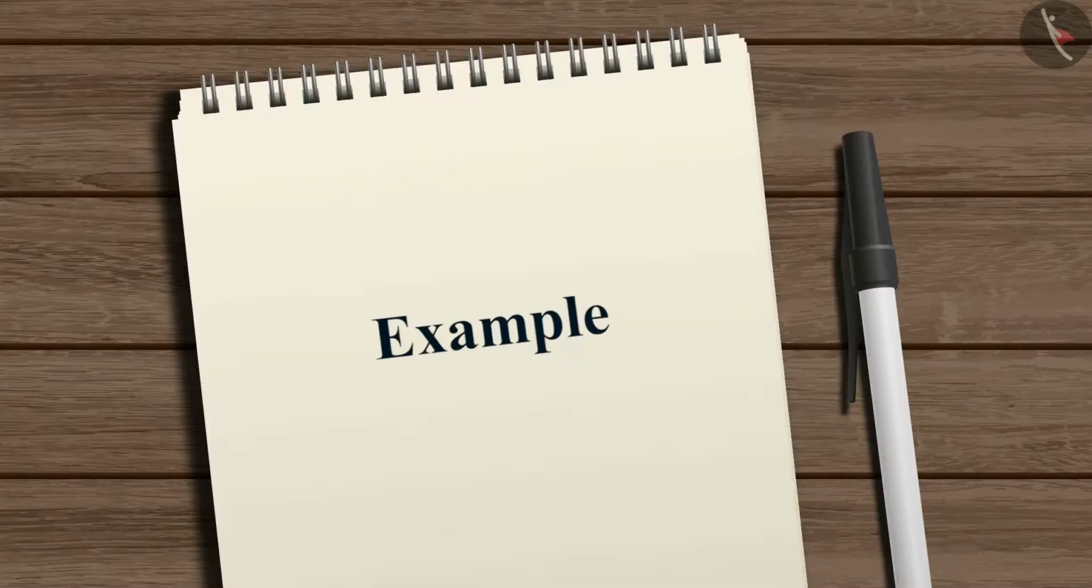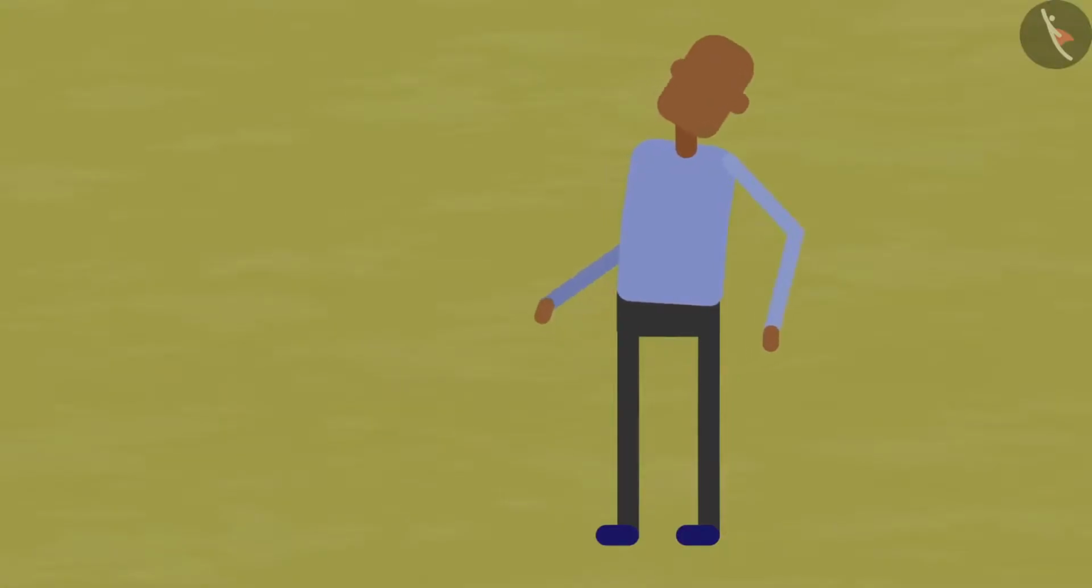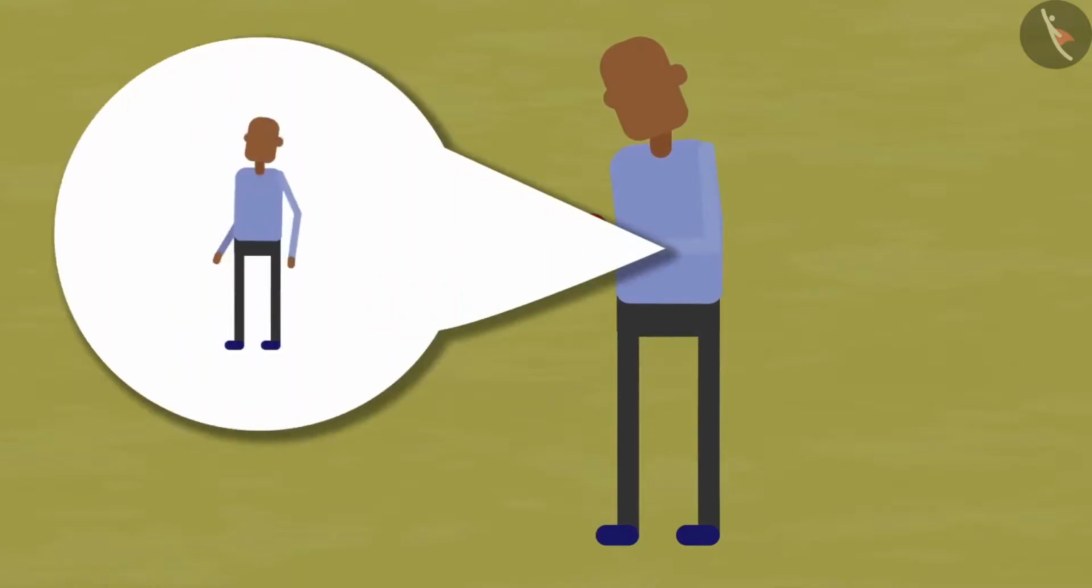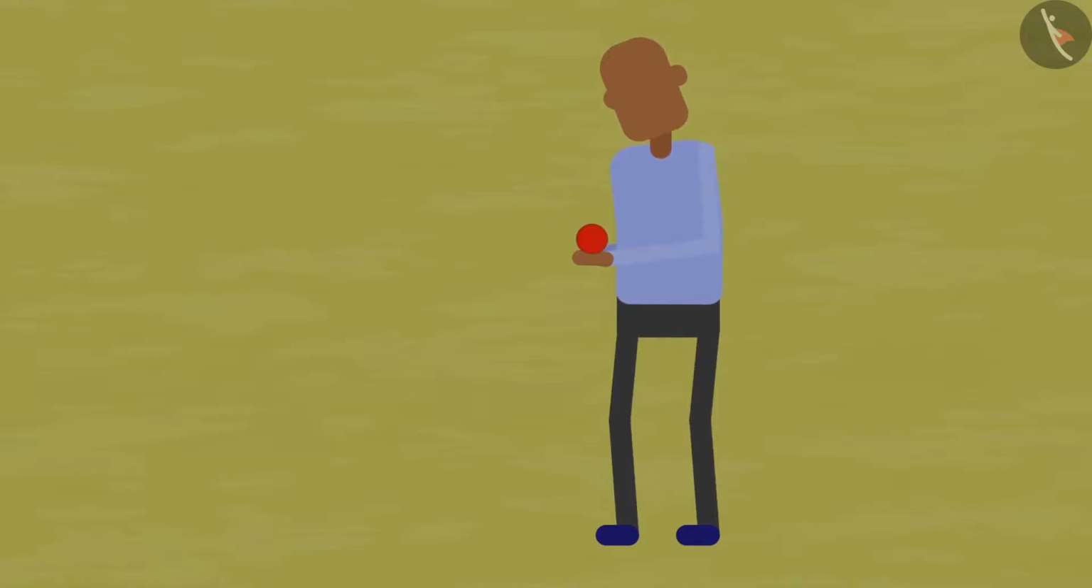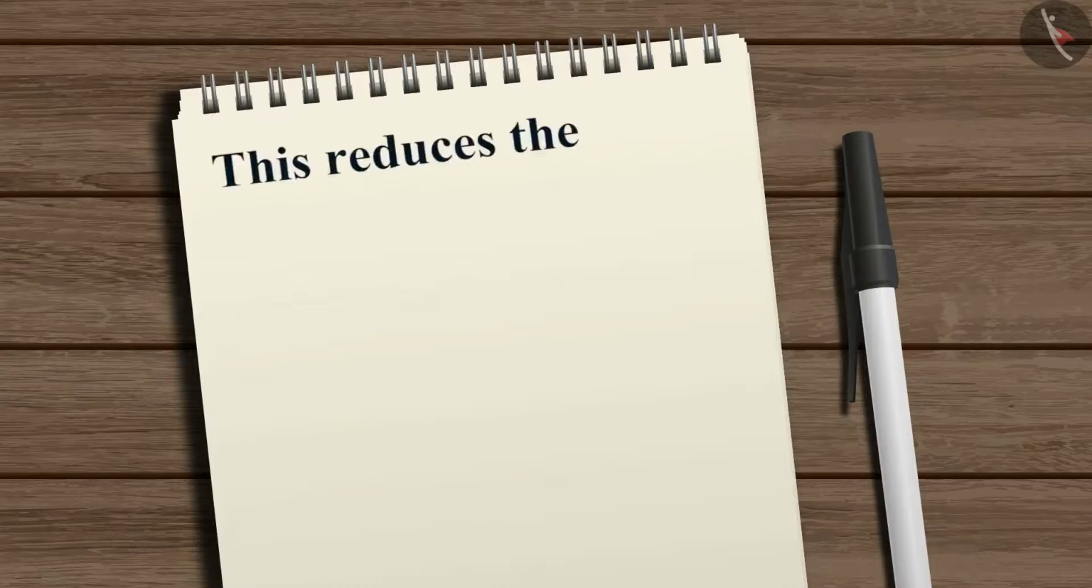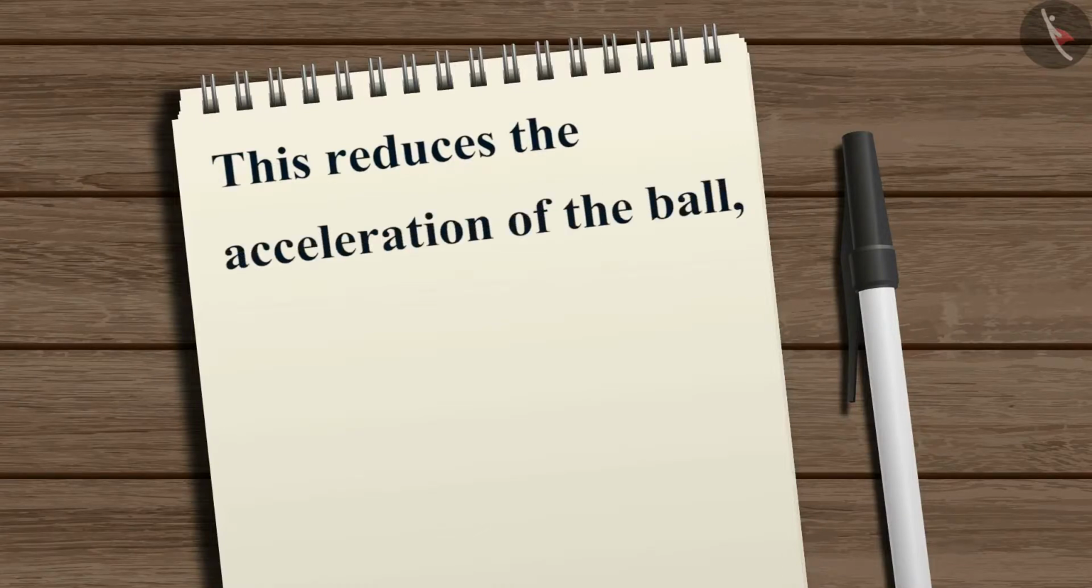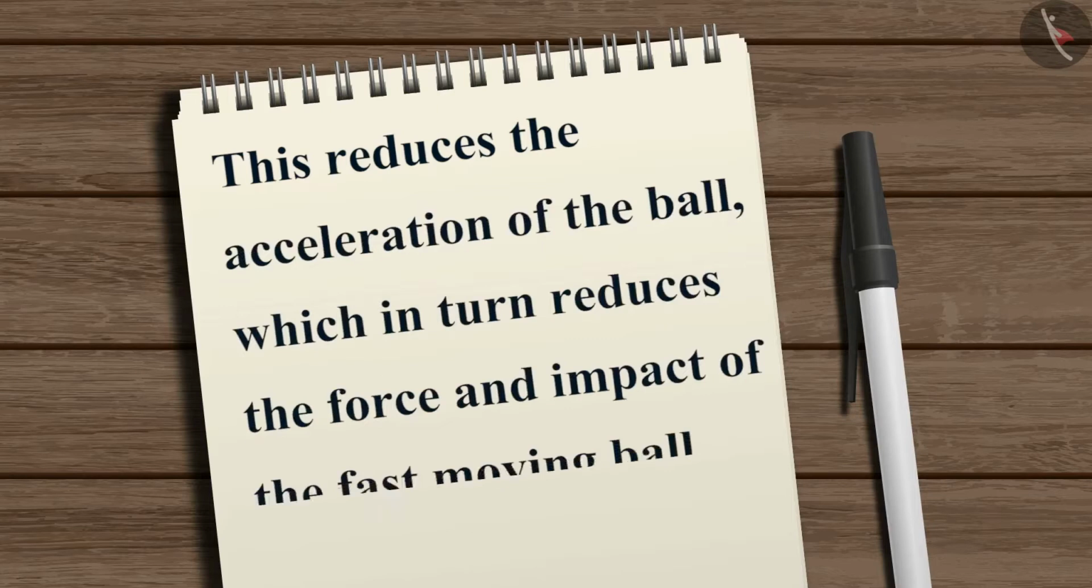Let us now look at an example that depicts the second law of motion. In a cricket match, when the fielder catches a fast-moving ball, he pulls his hands backwards after catching the ball. This helps the fielder to increase the time span so that the velocity of the ball can be reduced to 0. This reduces the acceleration of the ball, which in turn reduces the force and impact of the fast-moving ball.